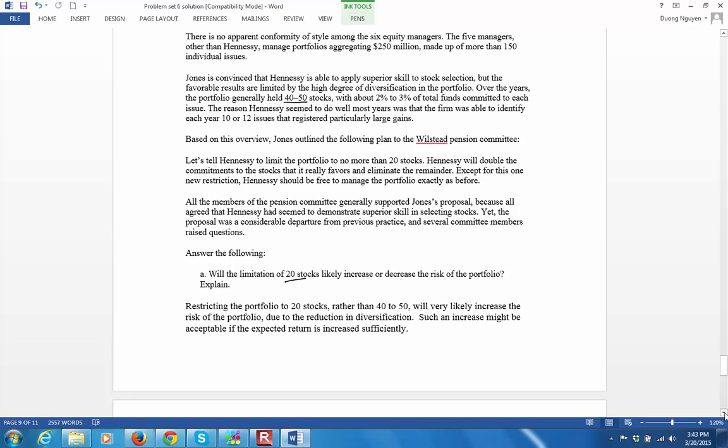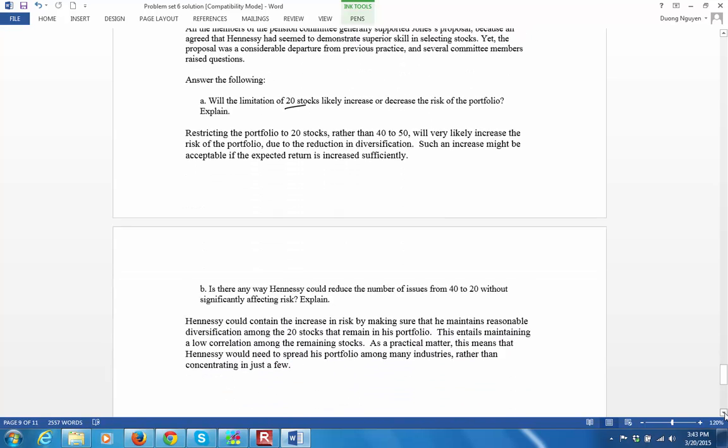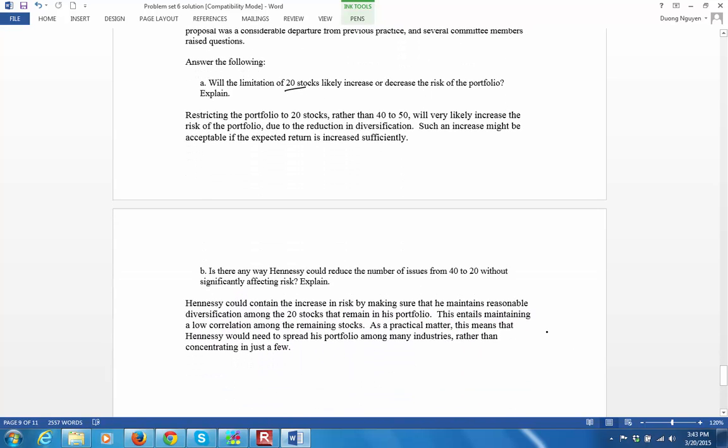The more stocks you have, the lower the firm-specific risk. So if you have only 20 stocks, that would likely increase the risk of the portfolio. Now B: is there any way Hennessy could reduce the number of stocks from 40 to 20 without affecting the risk?